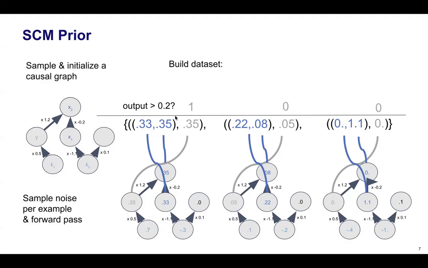Now, if you want to do classification, then we would want to threshold the label here at a certain value, and then we can, for example, have a binary classification task instead of regression. That's the SCM prior on a high level. I will mention it later again.